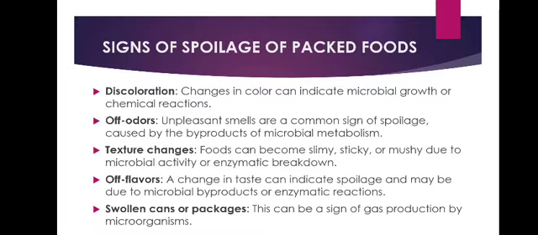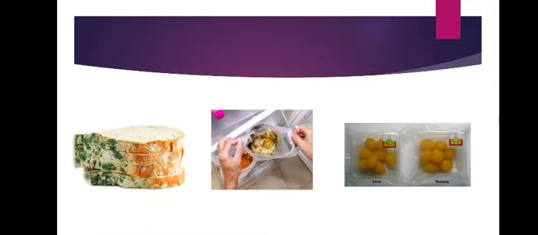Next, off odors. Off odors refer to unpleasant smells, which are due to the production of byproducts of microbial metabolism. Texture changes can include change in the food's structure, like slimy, sticky, or mushy, due to microbial activity. Off flavors refer to change in taste due to the spoilage of food by microbial enzymes. Swollen cans or packages refer to gas production by the microorganisms as a result of spoilage. Next, these are some pictures which show the spoilage of packed foods. There is visible mold in a bread, and some of the berries are spoiled inside the packed food.